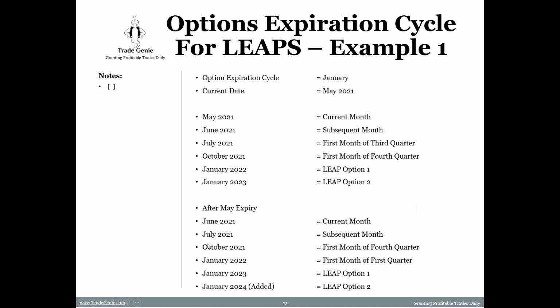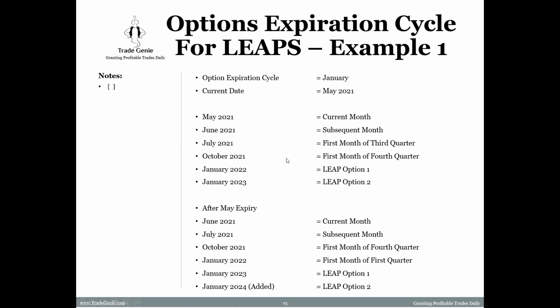Now what happens after the May expiry? Let's say the current month was May and May expired. Again, we apply the formula: current month plus subsequent month plus 2 extra months, plus we need at least 2 Januaries. After the May expiry, June, which was the subsequent month before, becomes the current month. And July, the first month of the third quarter, becomes the subsequent month. So we have June as the current month and July as the subsequent month.